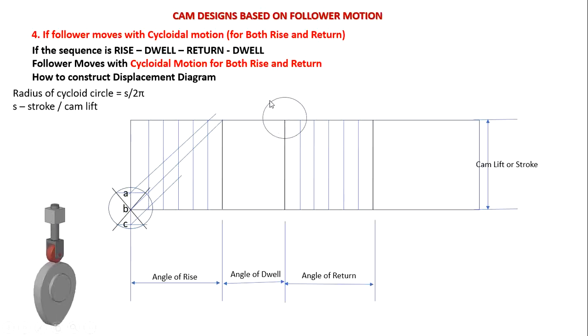In the same manner we have to produce a circle here for s by 2 pi. Divide this into 6 equal parts, 30 degrees each or 60 degrees, and mark a horizontal line over here, and mark these points as A, B and C. Now in the same fashion, draw a diagonal line, draw a line from point A parallel to this diagonal line, and from point C draw another line parallel to this diagonal line.